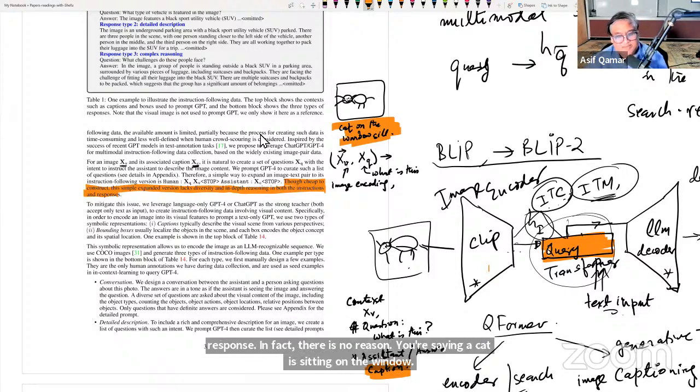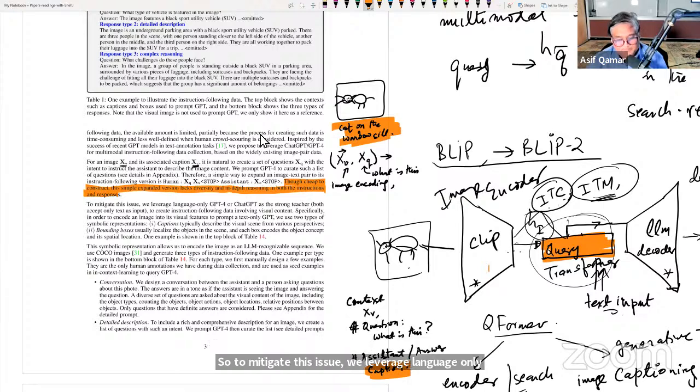So to mitigate this issue, we leverage language-only GPT as the strong teacher. So you take a big model to create instruction-following data involving visual content. So how do they do that? Specifically, in order to encode an image into its visual features to prompt a text-only GPT, we use two types of symbolic representation. And here is the beautiful thing. You use the caption that came with it and the bounding boxes. Now, what are bounding boxes and where do they come from?